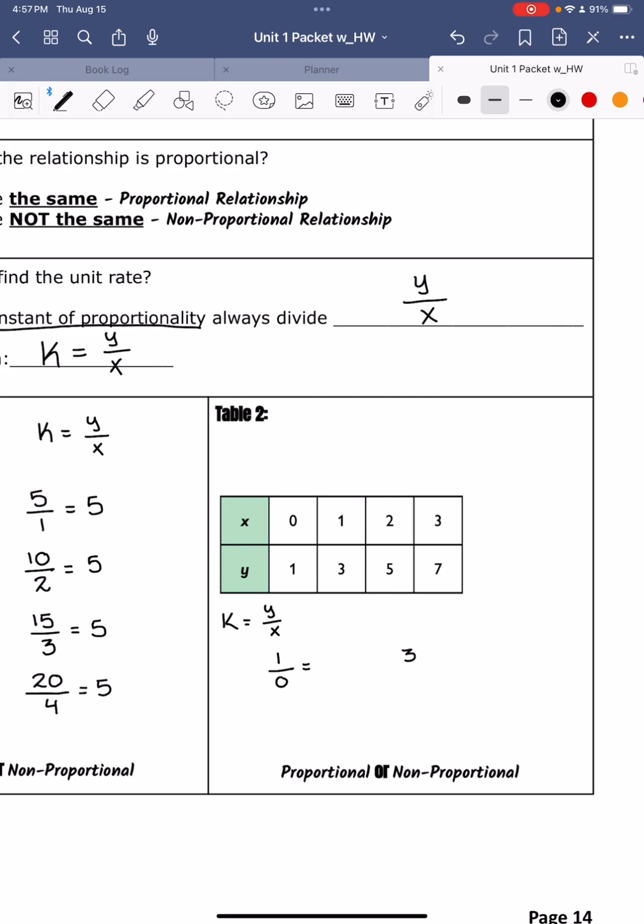We've got 3 over 1, which is 3, and 5 over 2. Now that is not going to be 3. It's going to be a decimal. This is actually 2.5. Now, since these don't match, or even because the first two that I did, this 1 over 0 and this 3 over 1, don't match, this is not proportional. As soon as I have two of my values that are not matching, I can immediately say it's not proportional.